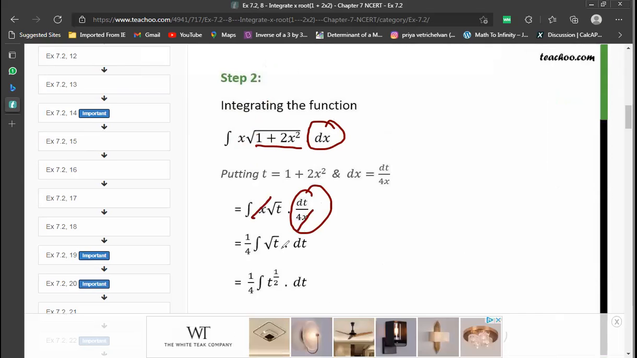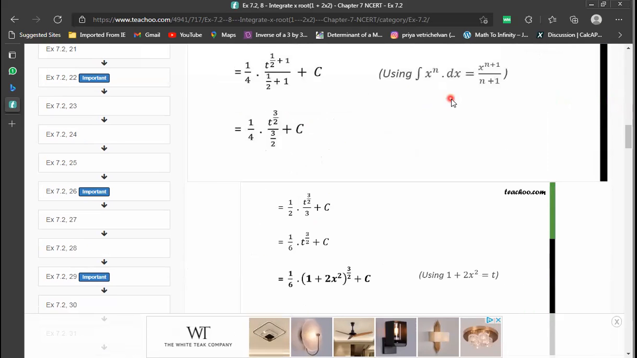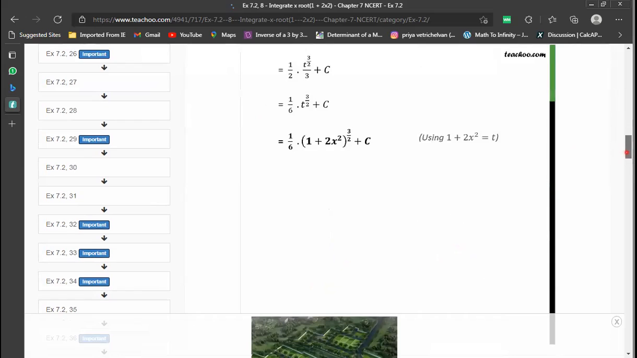Cancel out the x. You'll be having 1 by 4 into integral square root of t dt. And what is square root of t? Square root of t is nothing but t power 1 by 2. So again, we'll be using the power rule for the integration. So it will become t power 1 by 2 plus 1 upon 1 by 2 plus 1, which is t power 3 by 2 upon 3 by 2. Again, putting back the value of t over here, which is 1 plus 2x square, I'm sorry.